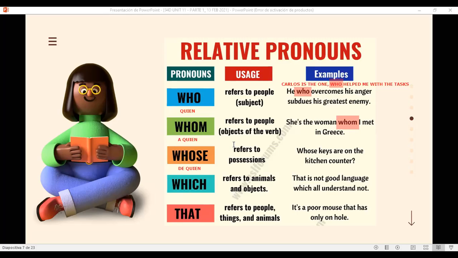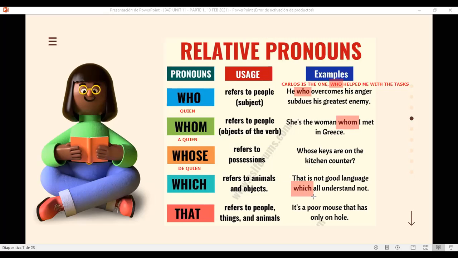Then we have the words which and that. Which, we're going to use this one when we're talking about animals or maybe when we're talking about objects or things. Okay, so which. El cual, ¿no es cierto? Y este lo vamos a utilizar para referirnos a objetos, cosas, animales. Okay, for example, that is not a good language which all understand not. Ese no es un buen idioma, porque no todos, pues el idioma el cual no se entiende, ¿verdad? So, which, to talk about animals or things.